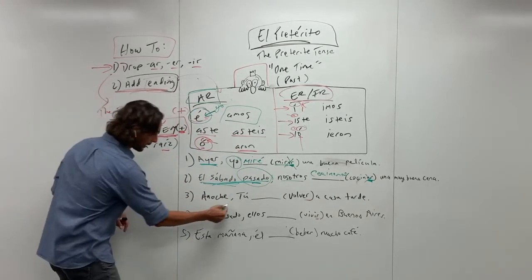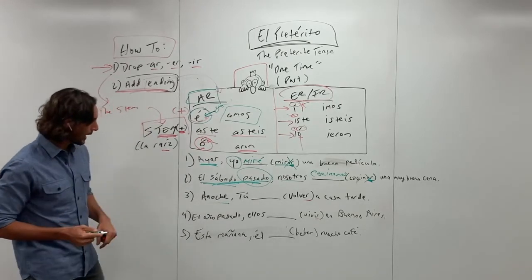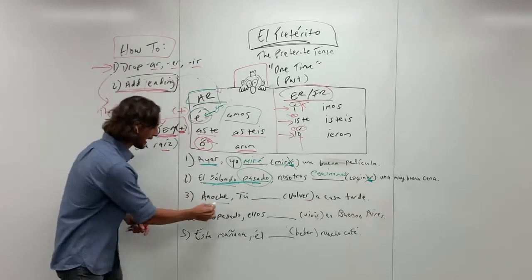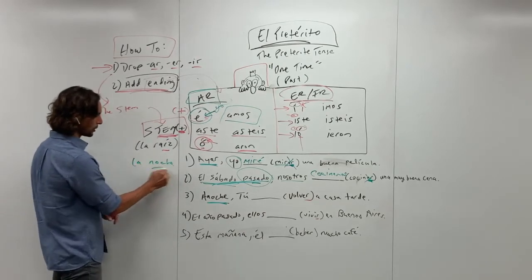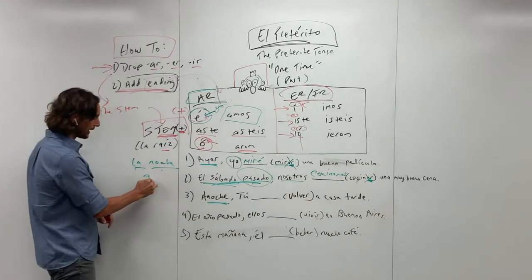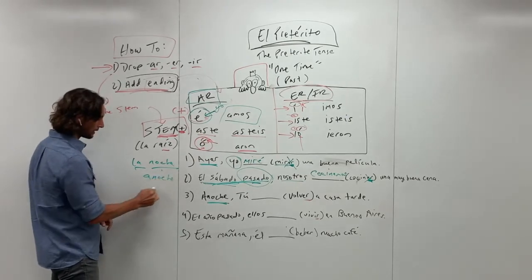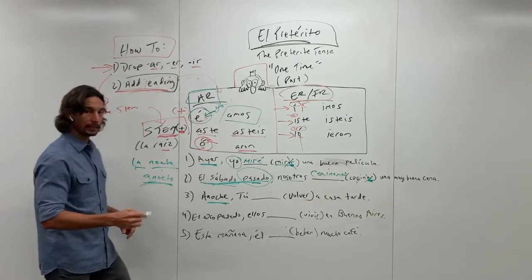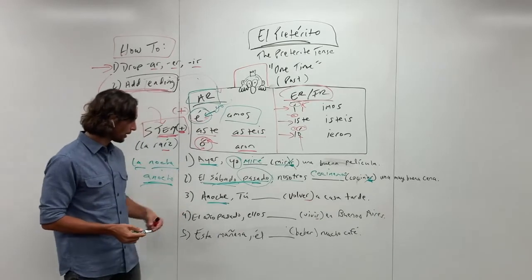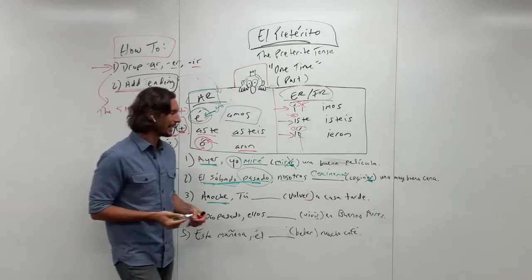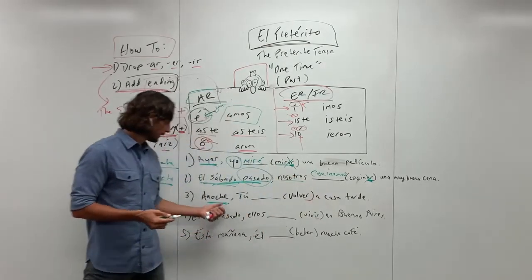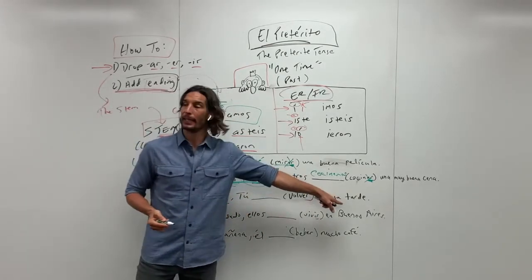So here we go, here's another good one. Número tres, anoche, last night. So anoche is last night. La noche, or just noche, that's night. But anoche, right, that's saying last night. And so we have anoche tu volver a casa tarde. So we're saying, last night you came home late, right?